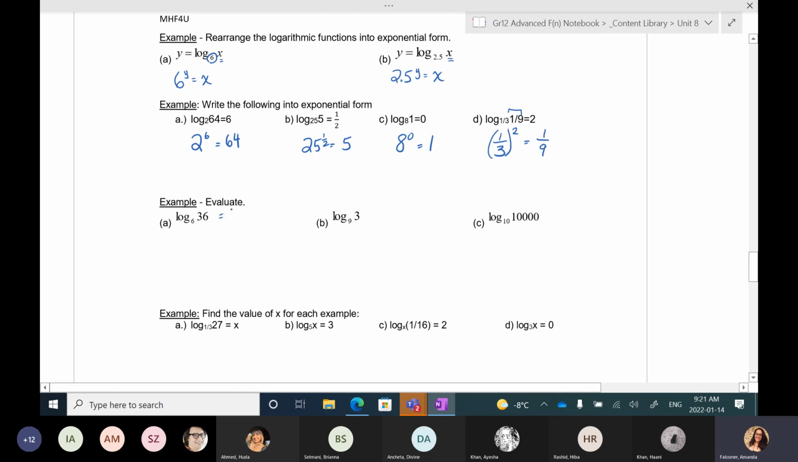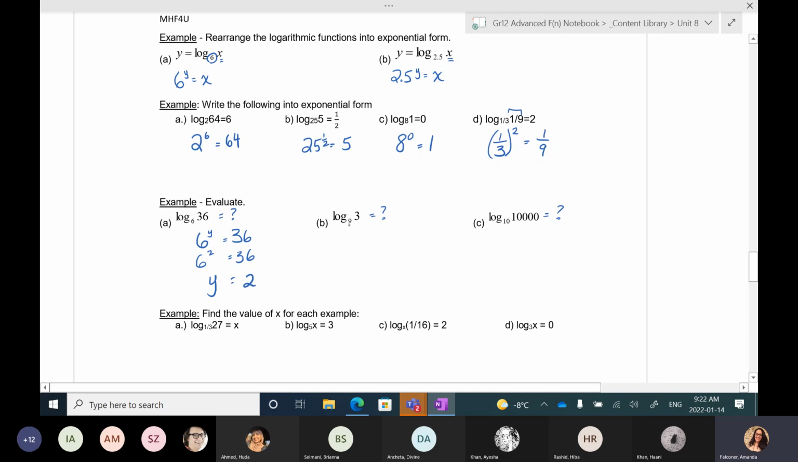Example 6, now we're saying evaluate. So what is this stuff equal to? That subscript is the base, that argument is the answer, and we don't know what this value is, so I'm going to use y up here. So 6 to the y equals 36. You can use a bit of guess and check there, or your logic. 6 squared is equal to 36, so y in this case is equal to 2.